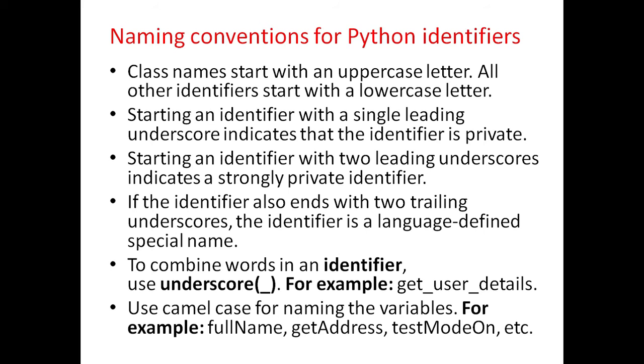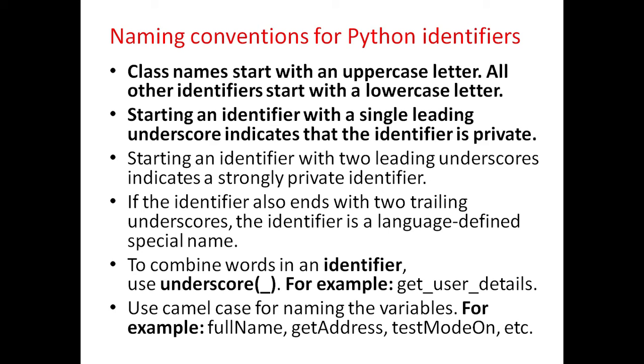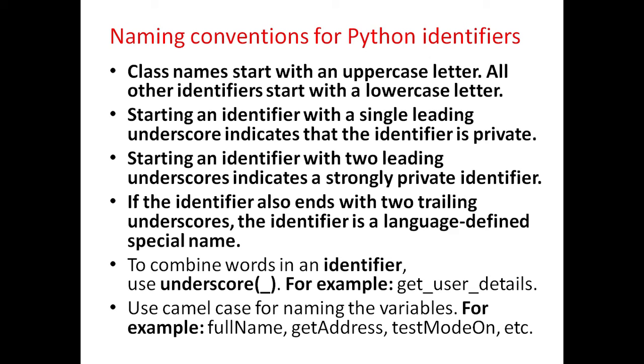There are some naming conventions for Python identifiers. Class names start with an uppercase letter. All other identifiers start with a lowercase letter. Starting an identifier with a single leading underscore indicates that the identifier is private. Starting an identifier with two leading underscores indicates a strongly private identifier. If the identifier also ends with two trailing underscores, the identifier is a language-defined special name.